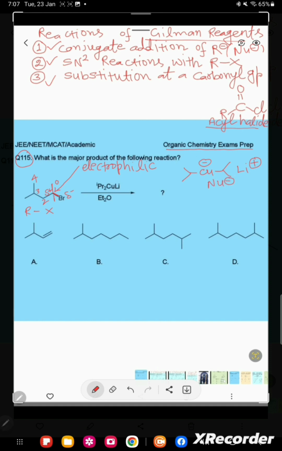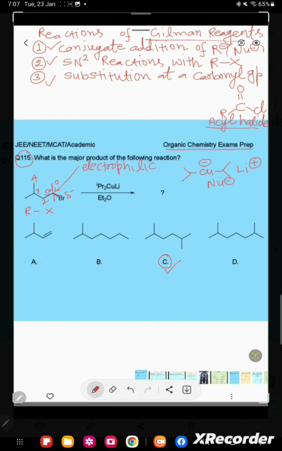So in this reaction, it's a substitution. The nucleophile attacks at the electrophilic carbon, and it happens by the mechanism of substitution nucleophilic second order. So C is the correct answer for this reaction. Now we will see why the other three are not correct answers.